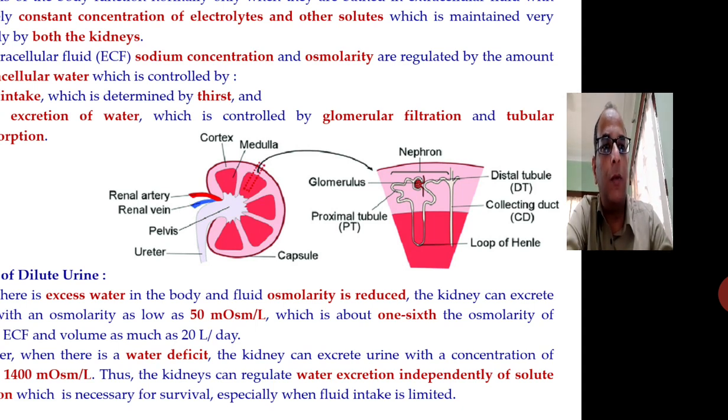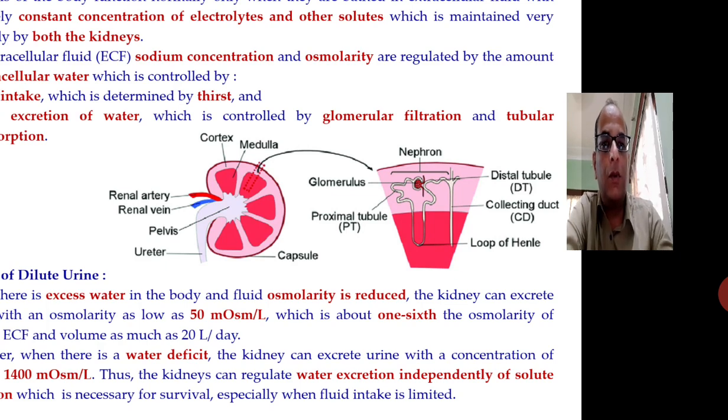The portion attached to the Bowman's capsule is called the proximal convoluted tubule, or PCT or PT, and it lies in the cortical region. Similarly, the next loop region is called the loop of Henle, having a descending limb and an ascending limb. They lie in the medullary region, which is a highly concentrated region, and the ending part, that is the distal convoluted tubule, as well as the collecting duct, lie in the cortical region. So this is the basic morphology of the nephron.